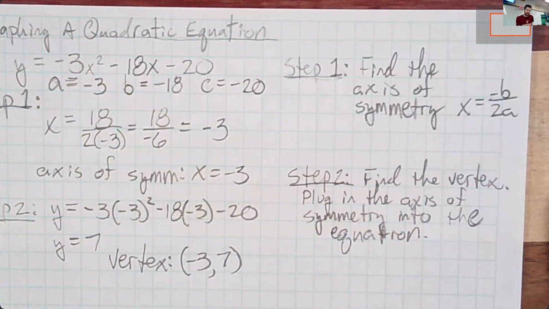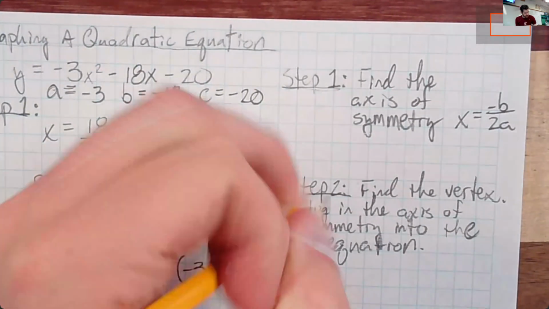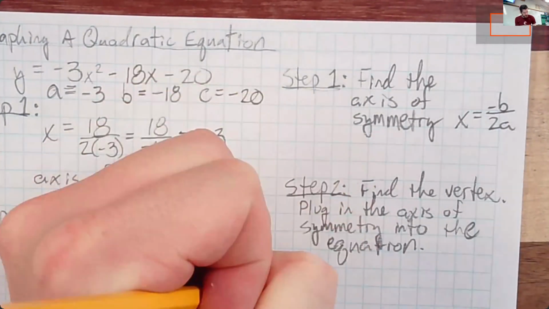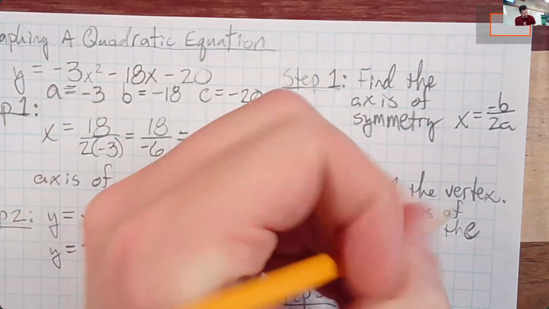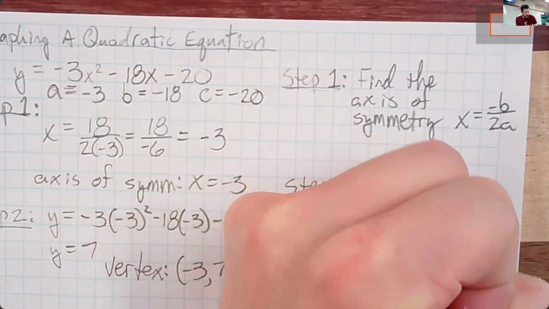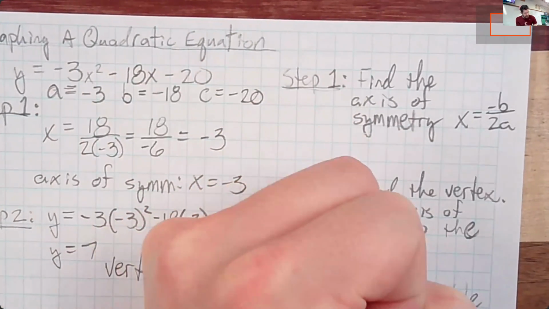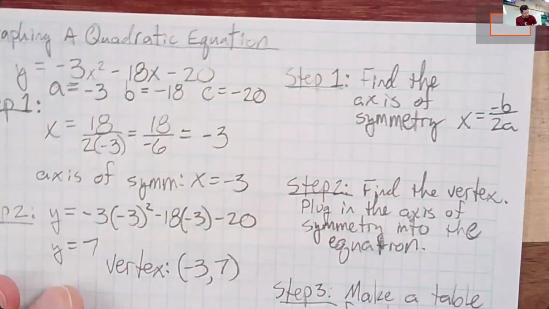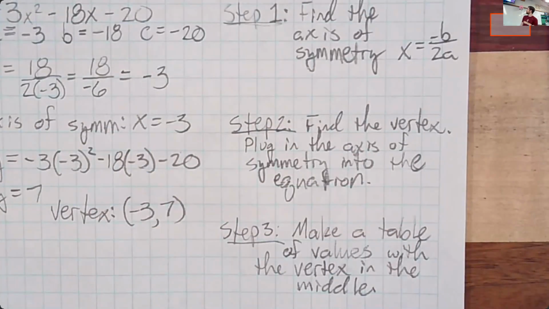All right, step 3. Make a table of values with the vertex in the middle. Step 3, make a table of values with the vertex in the middle. That's what we're going to do next.